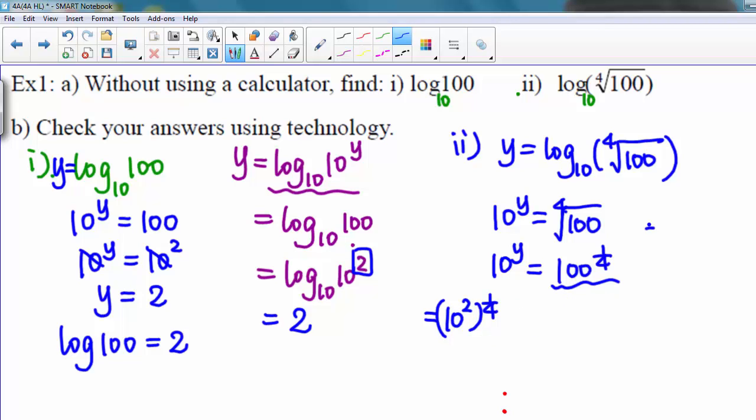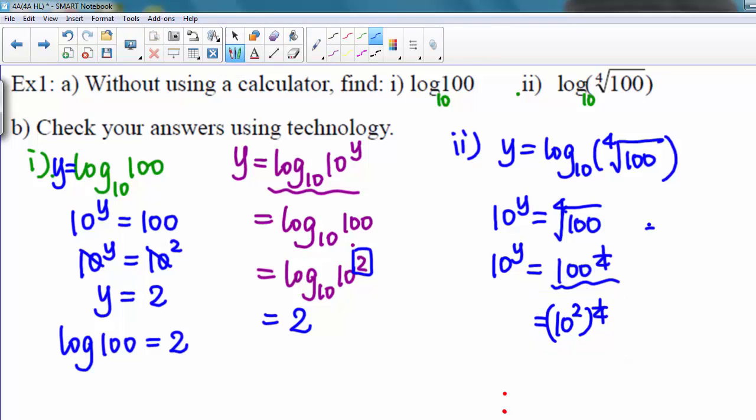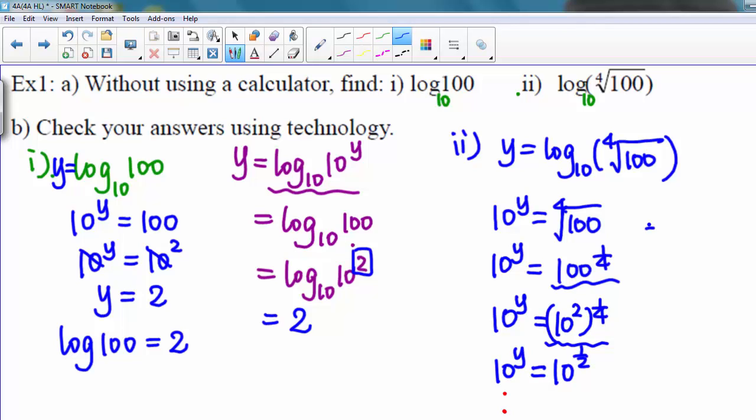So then, of course, this one equals 10 to the power y. So we simplify this exponent. This is a power of a power, which is 2 times 1/4. It's 1/2. So 10 to the power y equals 10 to the power 1/2. They have the same base. We can ignore the base. Their exponents must be equal. So y equals 1/2. So this is the first method.